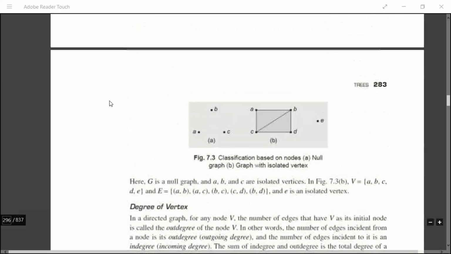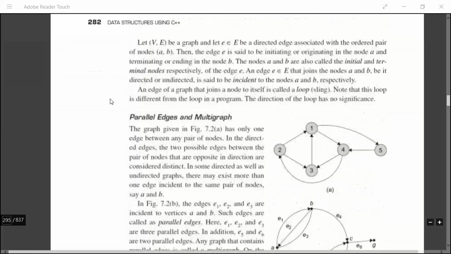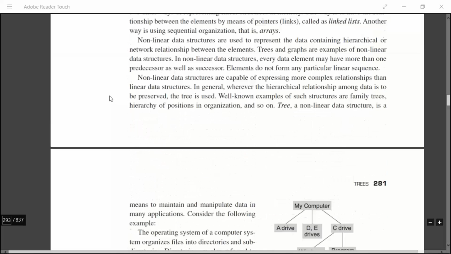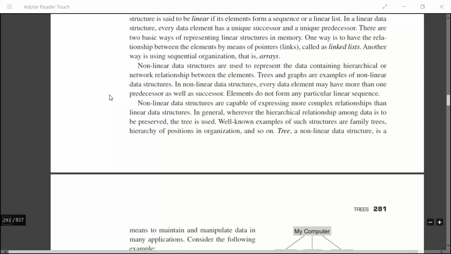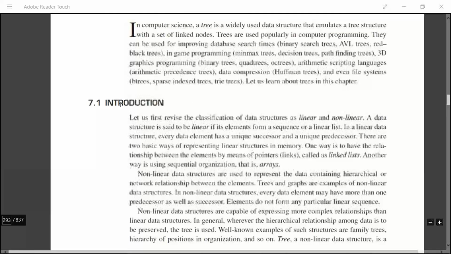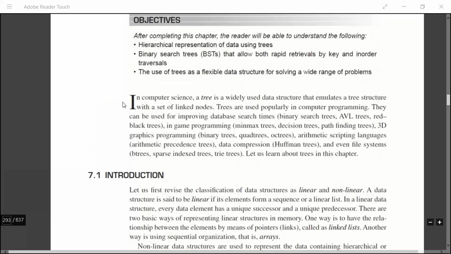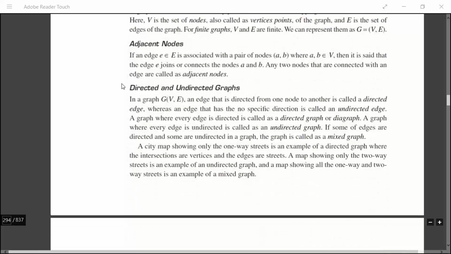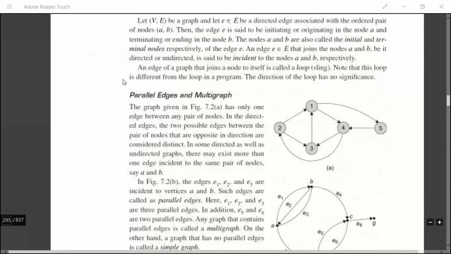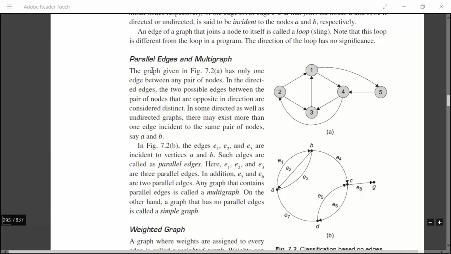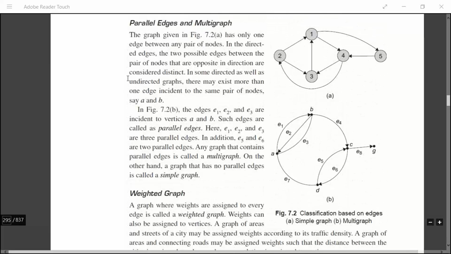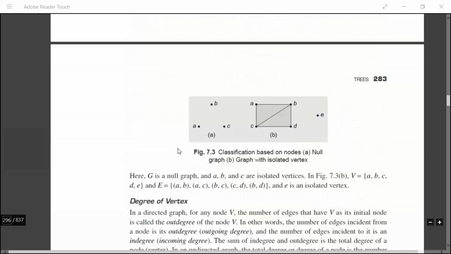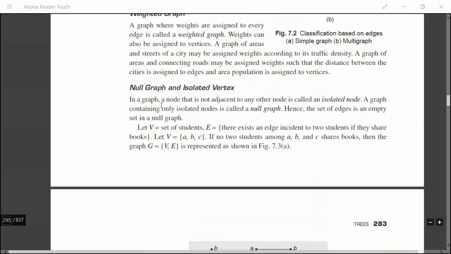In the last class, we learned a lot of terms related to graphs, because basically a tree is a type of graph. So before learning about trees, we first have to learn what a graph is, what things constitute a graph, and the basic terminology. We saw different types and categories of graphs: parallel edges, multigraph, weighted graph, and isolated vertex. This is all we have seen in the previous class.